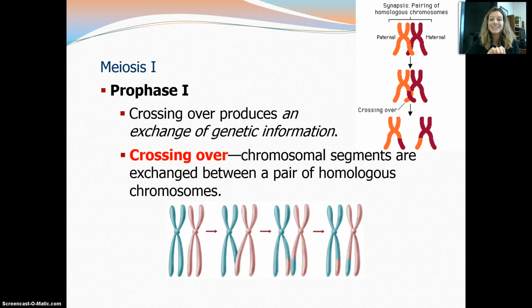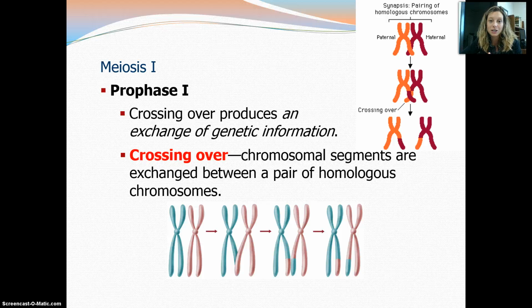Crossing over is an exchange of genetic information. Think of crossing over almost as if I was wearing a baseball cap and you were wearing a baseball cap, and we took our hats off and we swapped them. So now I'm wearing yours and you're wearing mine. That's sort of what's happening during crossing over. A little genetic segment is literally being exchanged between the 2 homologous chromosomes. This is what creates genetic variation.